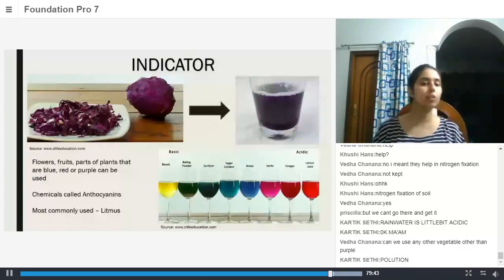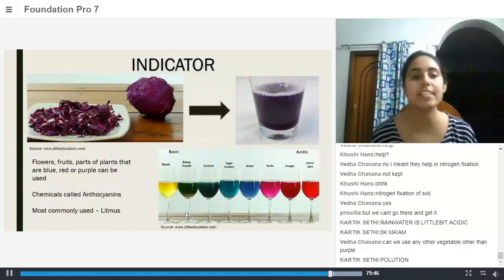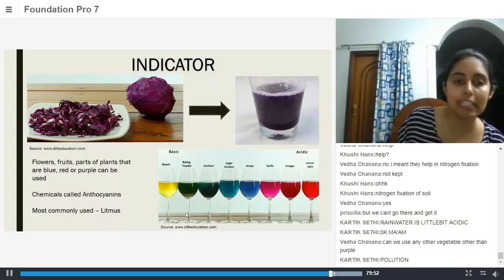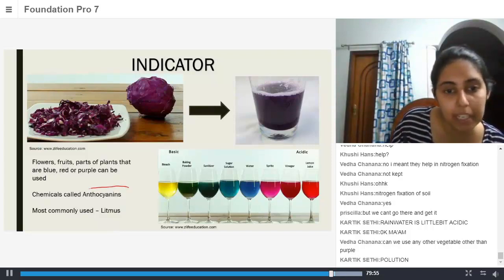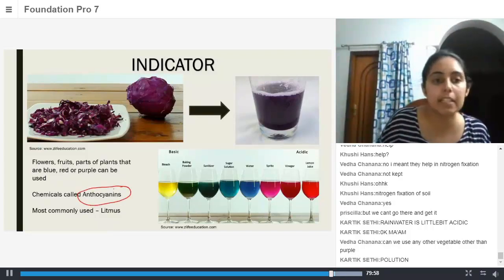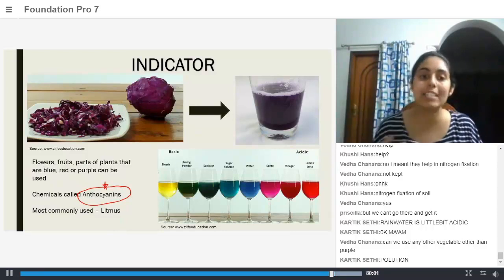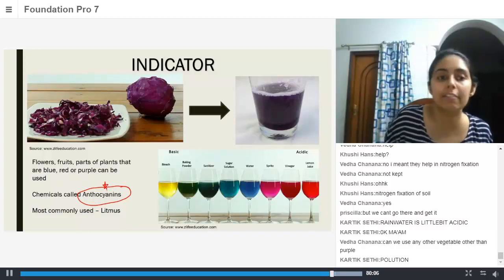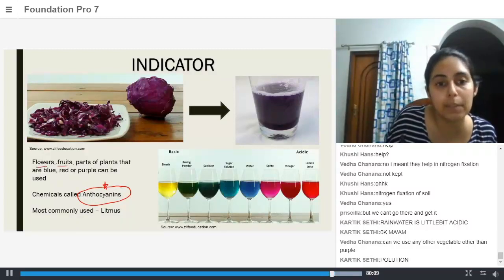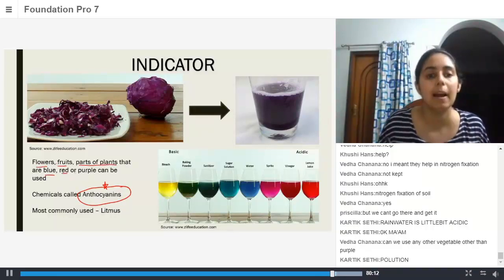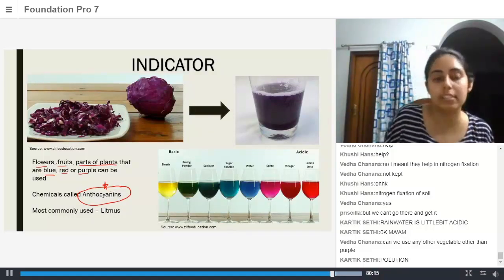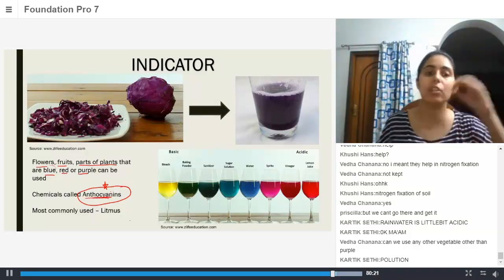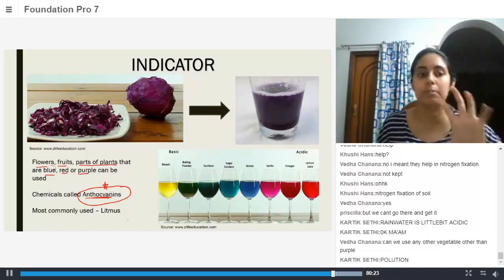The reason why you have to choose these three colors is because of the presence of this chemical called anthocyanin. It is mentioned in the slide. The presence of this chemical is very important to us, because that is the main thing that acts as an indicator. This substance is present in flowers, fruits, and parts of the plants that are blue, red, or purple, and that is why we use these colored plants.